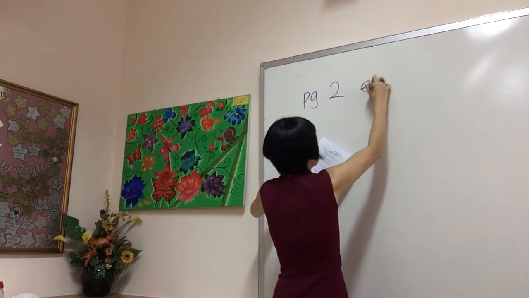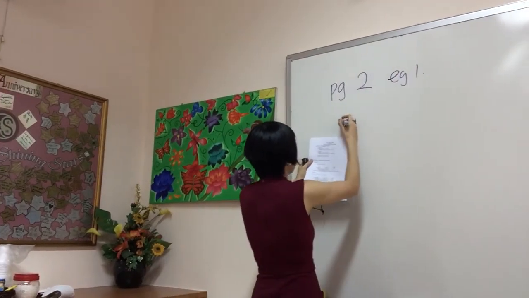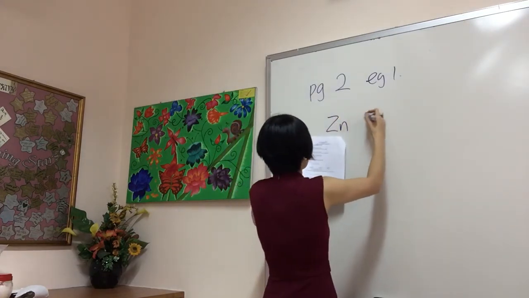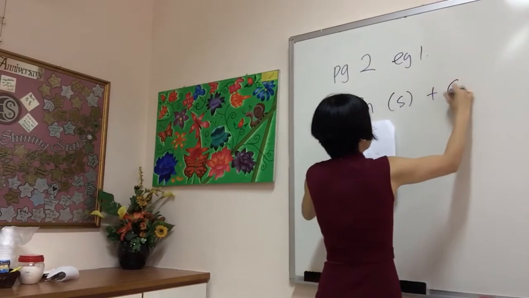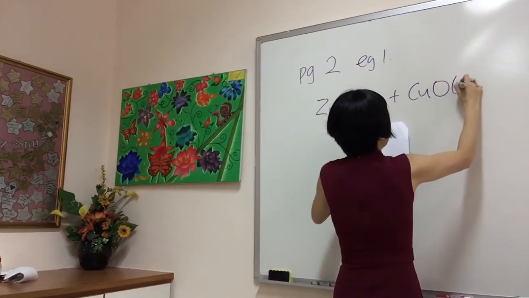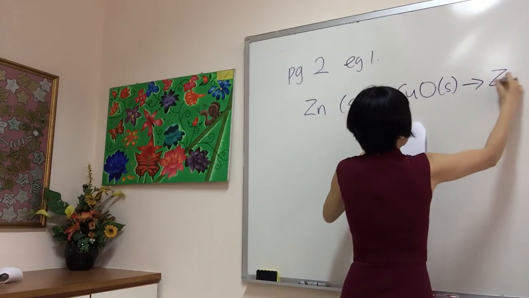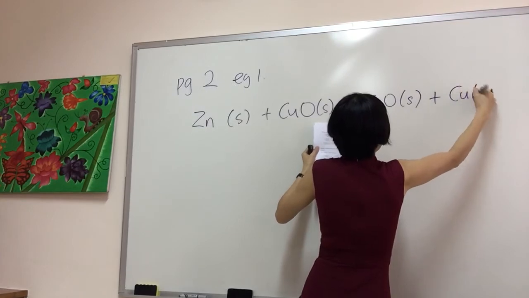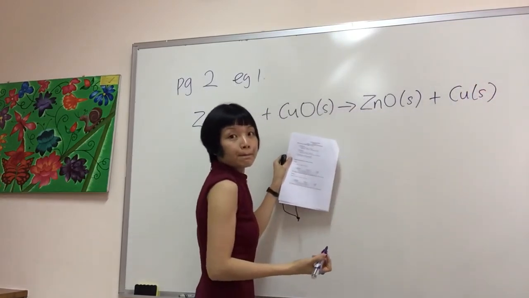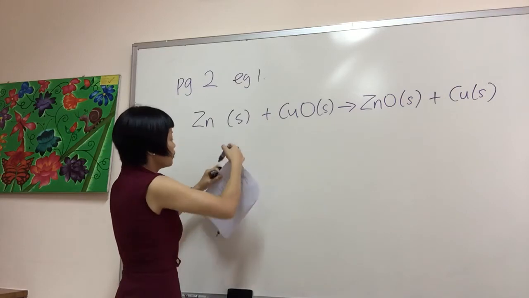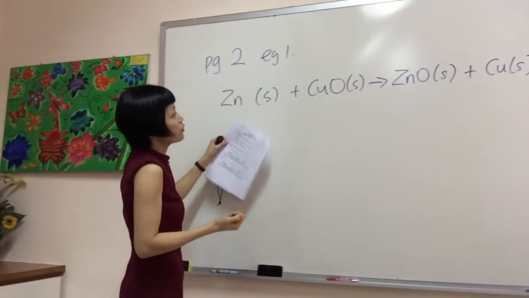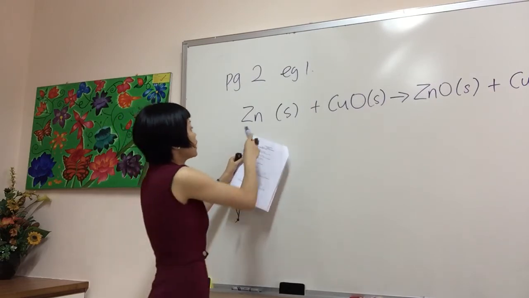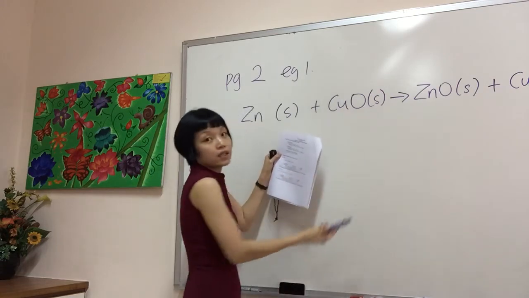Now, page 2, example 1, whereby we are looking at zinc reacting with copper oxide to give you zinc oxide and copper. What you need to do is to match. You ask yourself, are you going to look at it in terms of oxygen or hydrogen? If you look at it, there is no hydrogen at all, so we'll look at it in terms of oxygen.